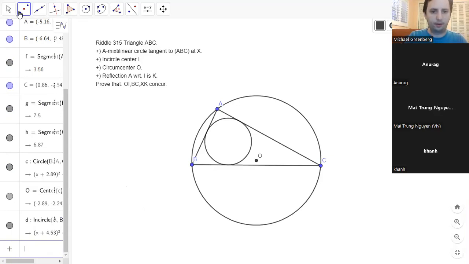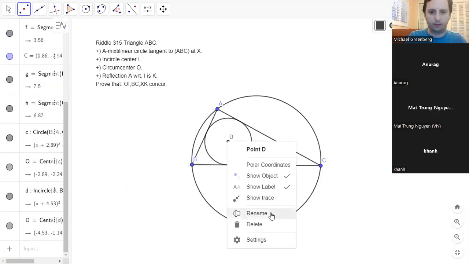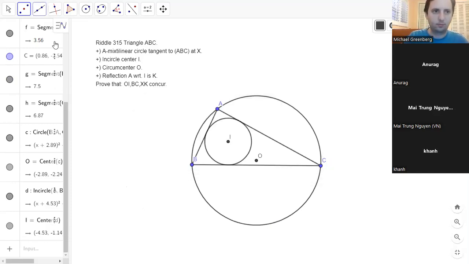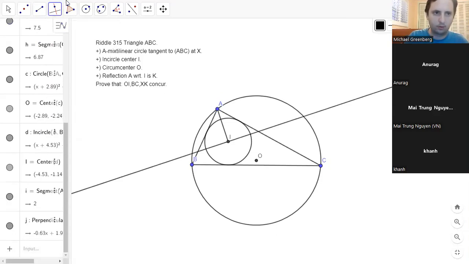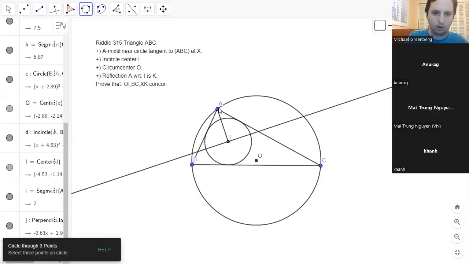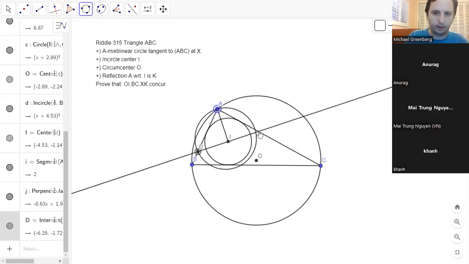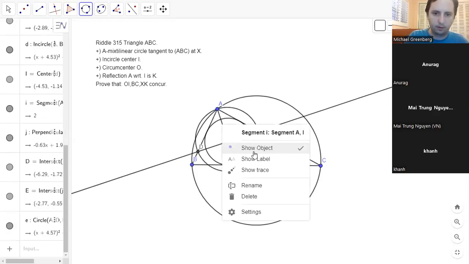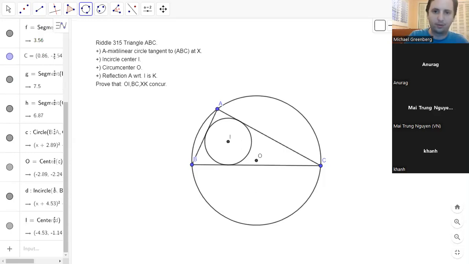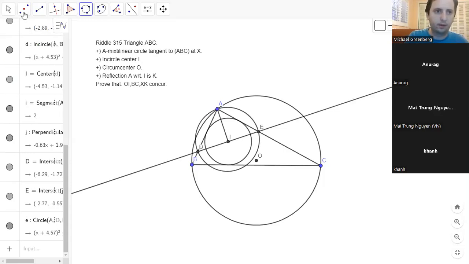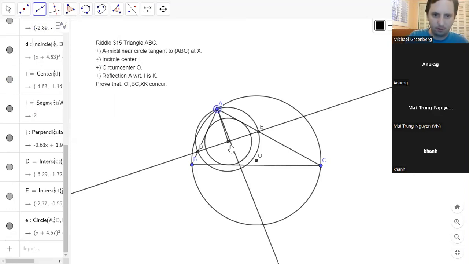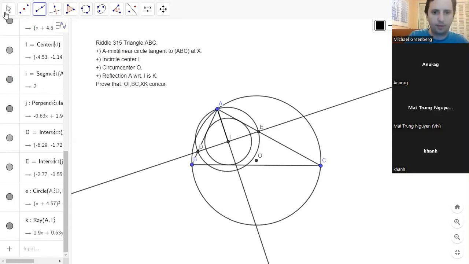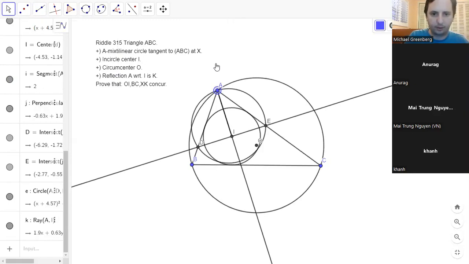And then I is the incenter. And then I'll draw the mixtilinear incircle. So I usually do it like this. Oh, I should have drawn the ray AI, not just the segment AI. Oh, whoops. Let me draw the ray. So that should be the center of the mixtilinear incircle right there.